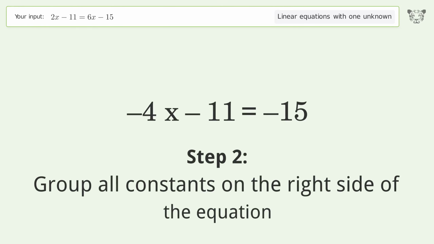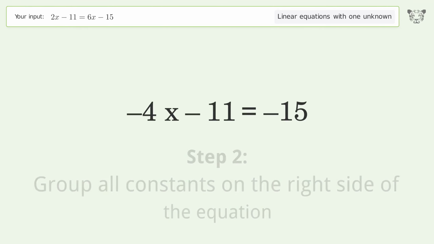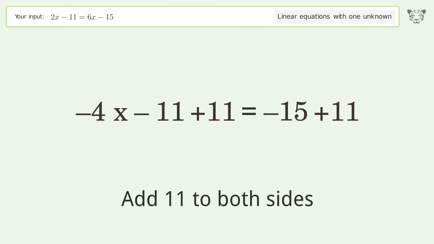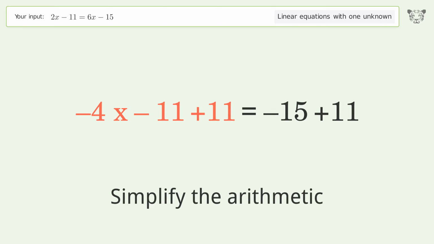Group all constants on the right side of the equation. Add 11 to both sides. Simplify the arithmetic.